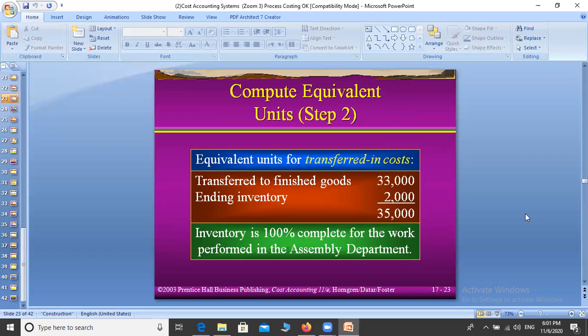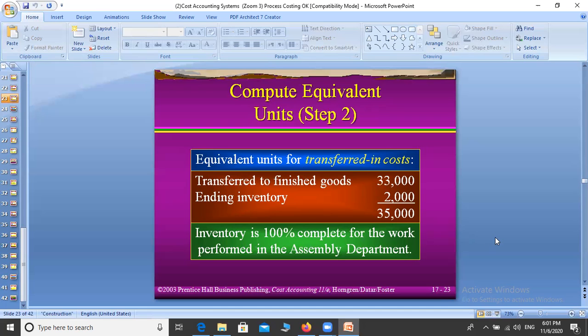Now, compute equivalent units. This is step 2 from the PowerPoint point of view. But we always prepare the equivalent units of production report for all the items of cost. Equivalent units for transferred in cost. This is the first column after the physical flow column. Transferred to finished goods 33,000, ending inventory 2,000, so the total is 35,000. Inventory is 100% complete for the work performed in the assembly department. That's why we consider it 100%.